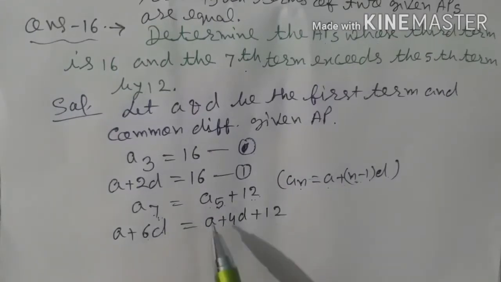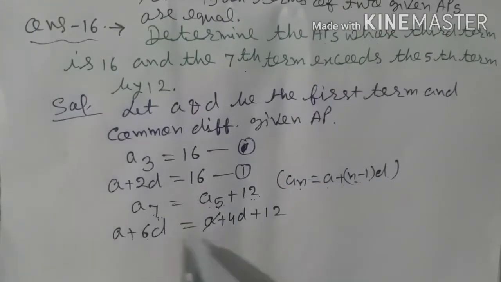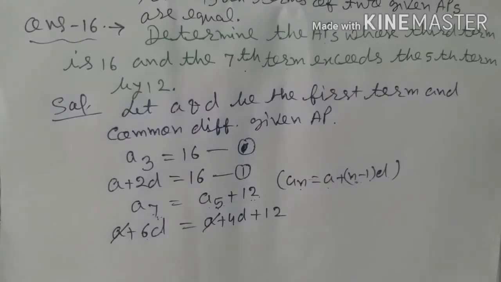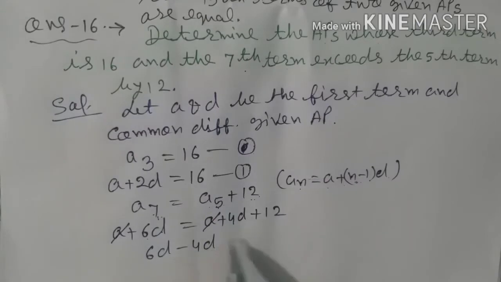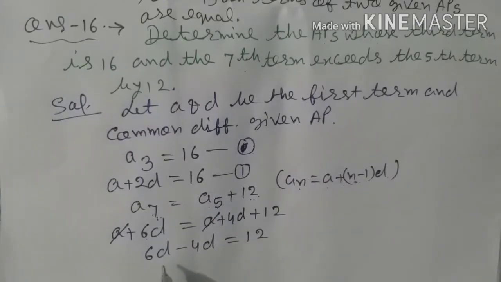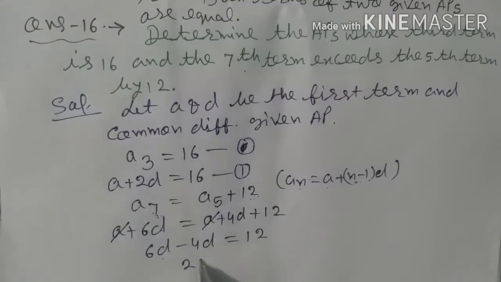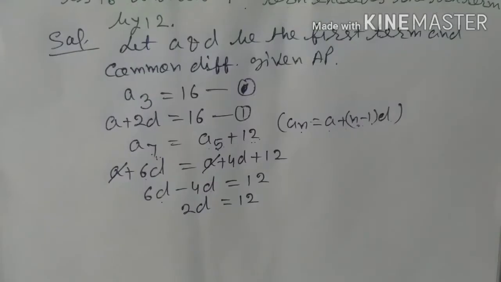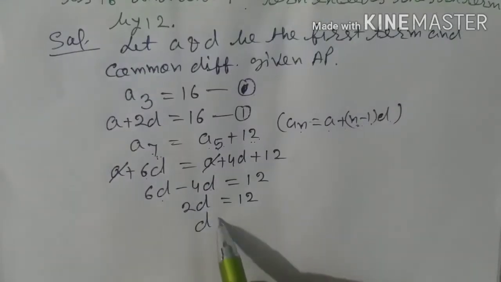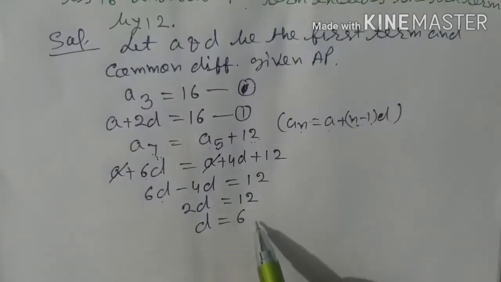Now A cancel to each other. 6D minus 4D is equal to 12. Now 6D minus 4D, 2D is equal to 12, D is equal to 6.